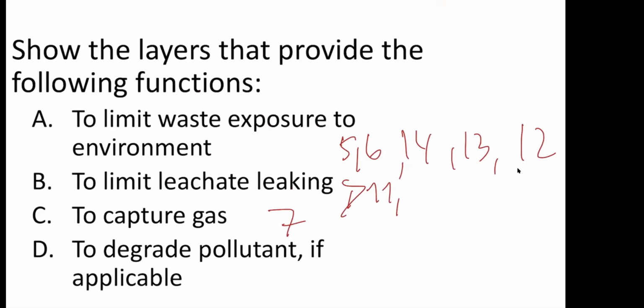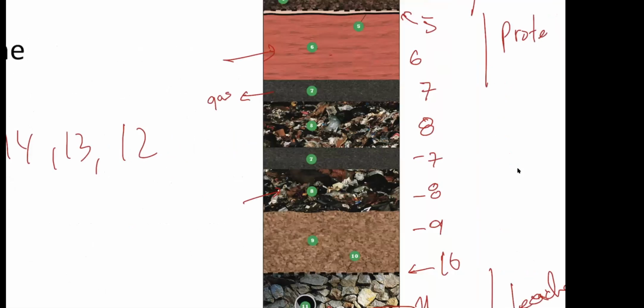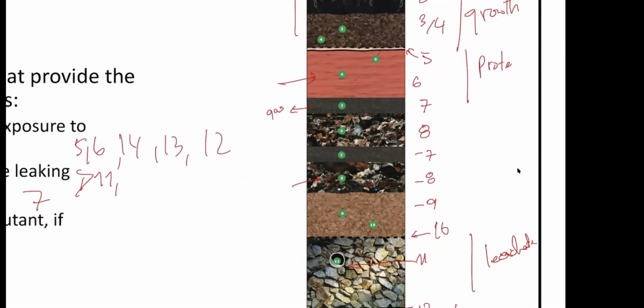To degrade pollutants, if applicable, which layer? Which one degrades pollutants? Think of where the pollutants would be. Let's say water. 8? Yes, so that's 8. Here is the source of pollutant, so you can degrade it by biodegradation there. And any leachate that comes here, you can also degrade here. But this is external degradation, ex situ. This is in situ.